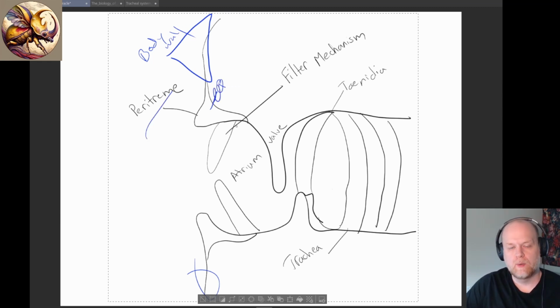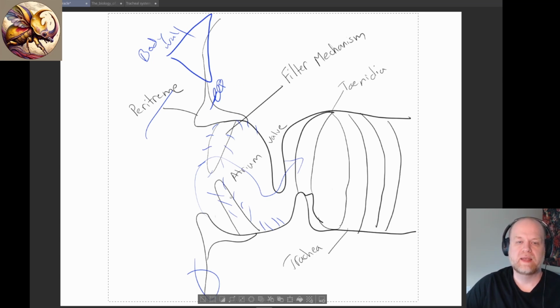And then frequently, not always, but frequently, there's a filter mechanism right within the peritreme, which is frequently covered in setae or fine microstructure hairs, in order to catch any debris coming into the tracheal system. This is extremely useful because not only do you want to keep things like dust out, but you want to keep pathogens out, like fungal spores, because once they get sucked in, they can have easy access into the body. This is similar to how humans have cilia within their lungs and throat to prevent the accumulation of pathogens and dust.